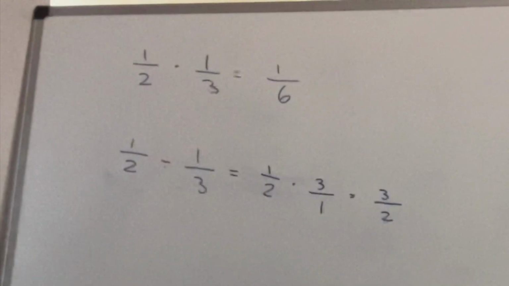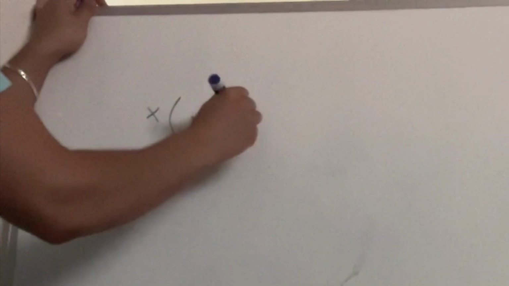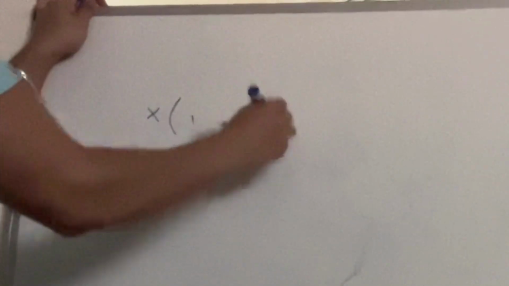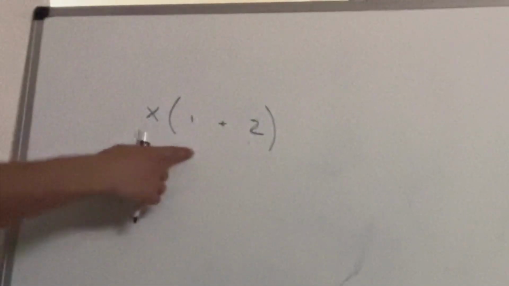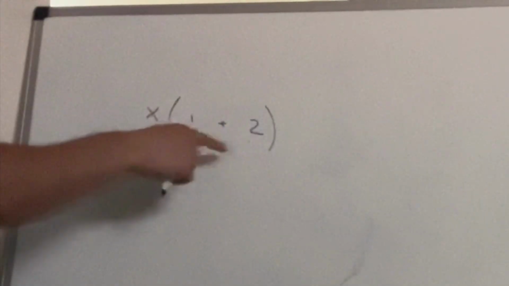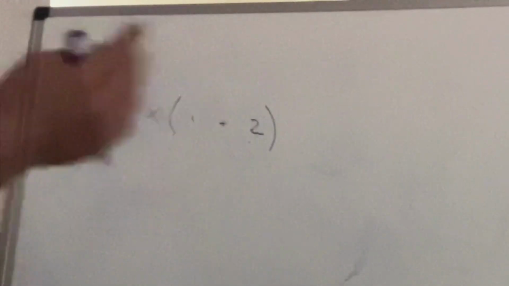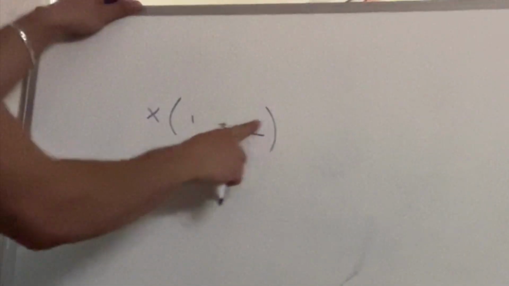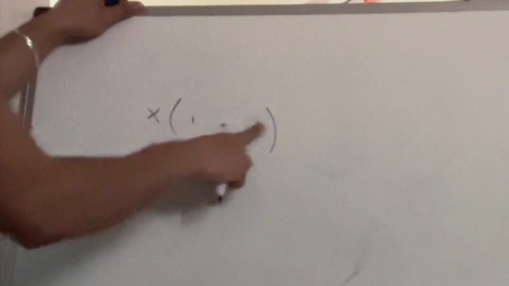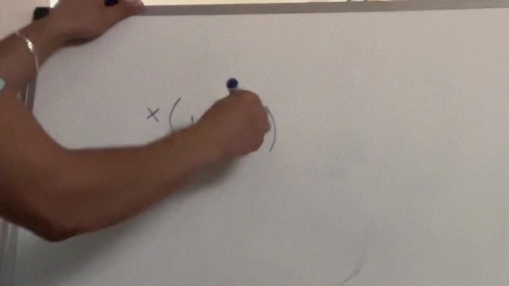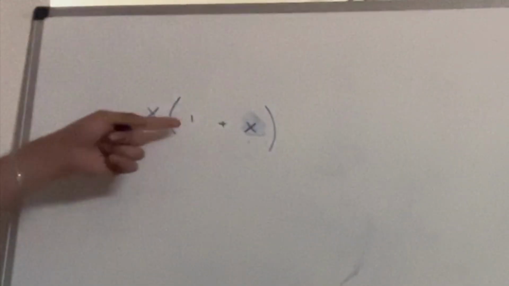Okay, now, so let's do just distributing. x times 1 plus 2, whatever. Technically, you could add these, so you could do 3 inside, but we're gonna forget that for now. Well, no, don't forget that. You know what? I'm changing this to an x. Okay, so x times 1 plus x.